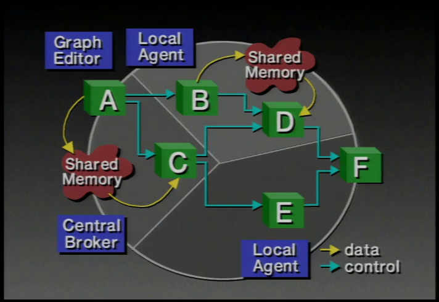So the blue boxes here are a separate process, which is a graph editor, which is very important in maintaining interactivity with the entire system, and then a central broker on the local machine, which establishes local agents on remote machines. And those local agents are used for connecting two modules together, killing a module, disconnecting two modules.